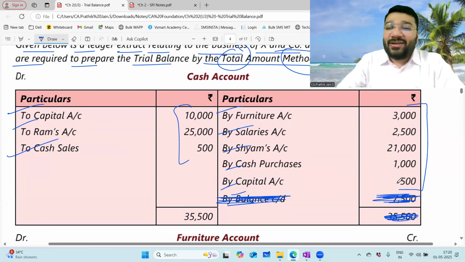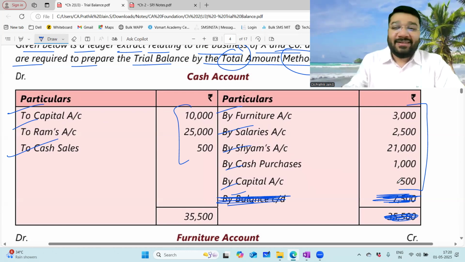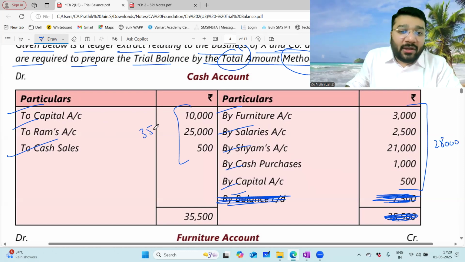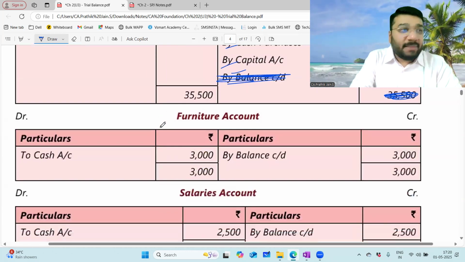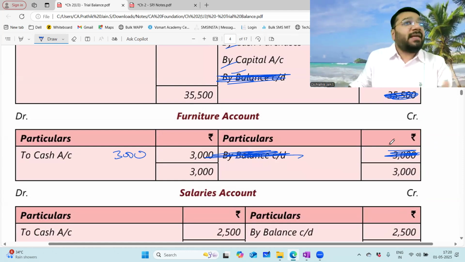Now 3,000 plus 2,500 plus 21,000 plus 1,000 plus 500. She's using analytical mindset. How much? 28,000? Okay. And here it is 35,500. Okay, super. I'm saving time for you. Now, balance, forget it. How much here? 3,000. So which means nothing is there on the credit side. Nothing is there on credit side.